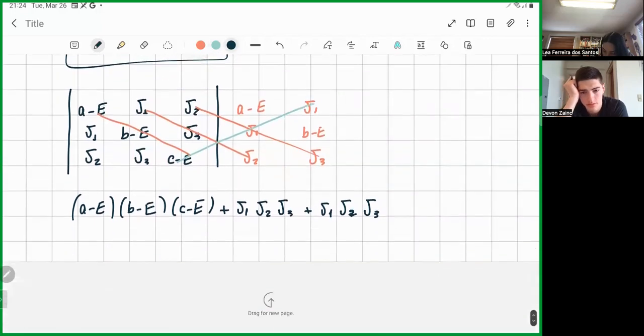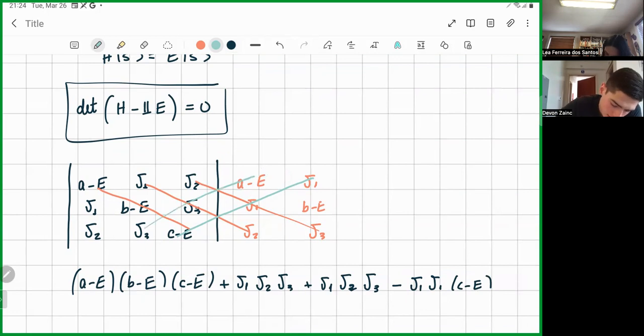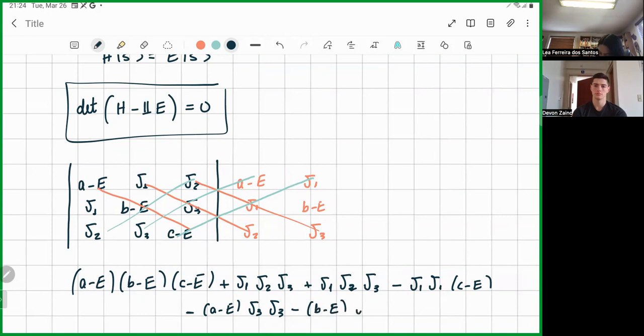All this is part of the same equation, okay? So what I'm going to put here: minus J1, J1, C minus E. The other one, minus A minus E, J3, J3. And the last one is this, okay? So minus B minus E, J2, J2. All this equal to 0.